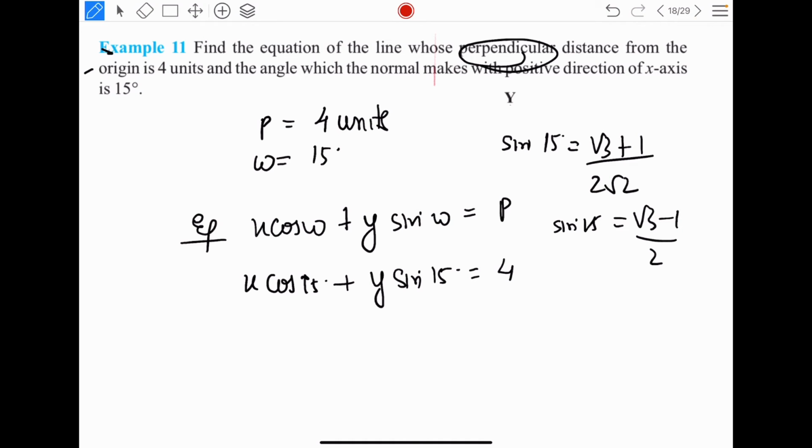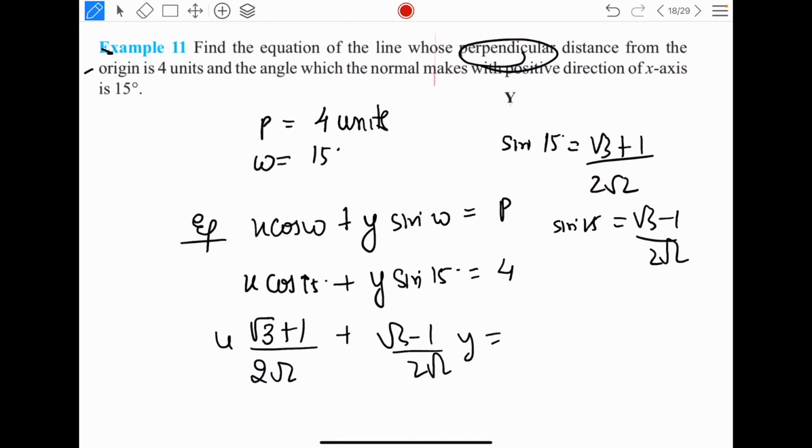So put these values, root 3 plus 1 by 2 root 2 into x plus root 3 minus 1 by 2 root 2 into y is equal to 4. Solve it and rationalize, you will get the equation in general form.